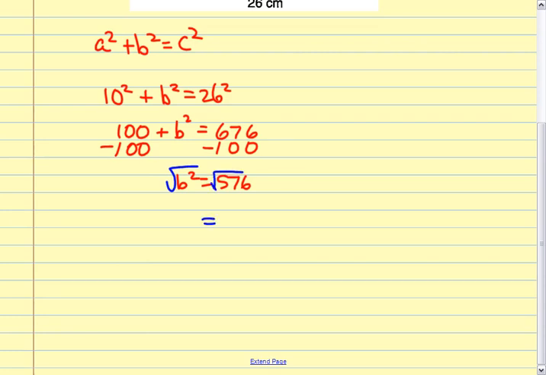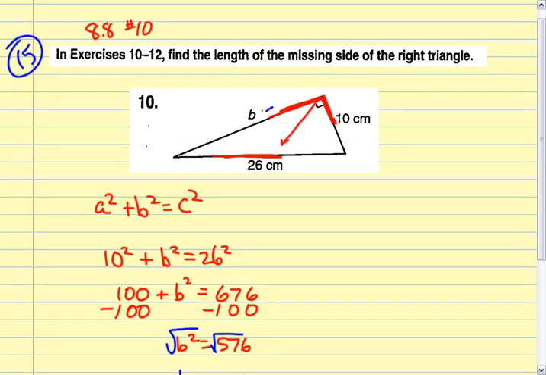What do I have on the left side now? What happened to that b? What's over here now? Just b. I undid the squaring with the square root. What do I get on the right side? Use the square root sign right above the 7. Okay. All right. Help me out then. 24. Excellent. So b up here is 24. And it is centimeters. Thank you. That's the unit.